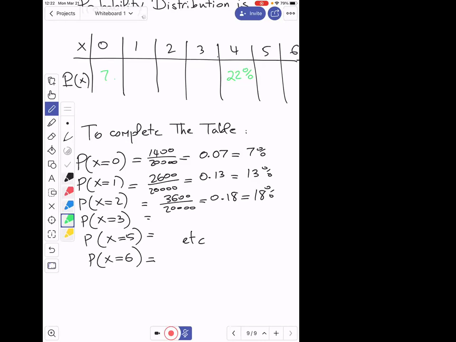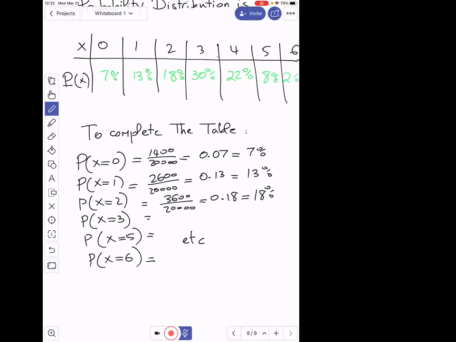Okay. So we got 7%. For 1, this is 13. For 2, this is 18%. For 3, it's 30%, I think. For 5, the answer would be 8%. And for 6, that would be 2%, I think.